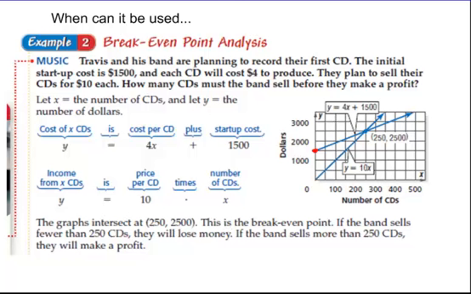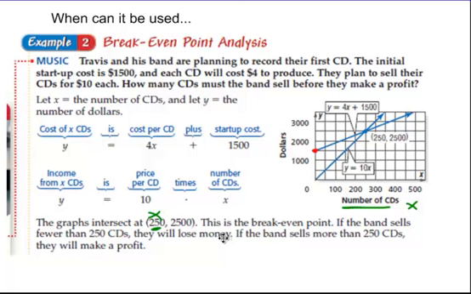If they sell 250 CDs, okay, because number of CDs is on the x-axis, so it's the x value of the ordered pair, they will break even. That means they will have spent $2,500 and made $2,500. For every CD after that, how much are they going to make?